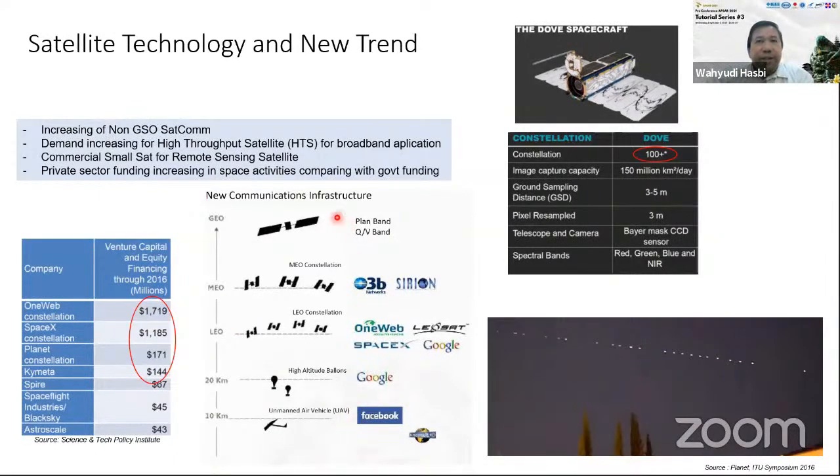This is an example of new communication infrastructure, from UAVs to geosatellites. On the right below, you can see some lights. People typically call this a train of satellites, because these are SpaceX satellites moving just like a train in orbit. And this is a small remote sensing satellite called Dove, with more than 100 in orbit now.